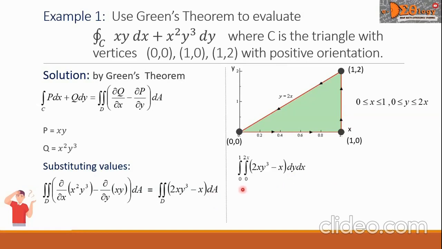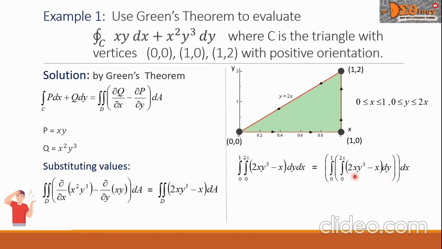And then let us write the corresponding limits of the double integral. For the first integral, that is for the dx, we write here from 0 to 1. And for the second integral, corresponding to the dy, we write here from 0 to 2x. Let us start doing the integration starting from the inner integral. So we have the integral of 2x y cubed minus x, with respect to dy.